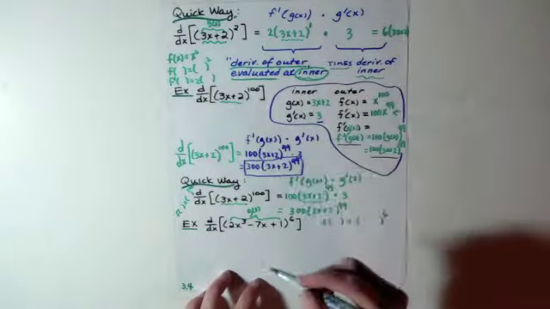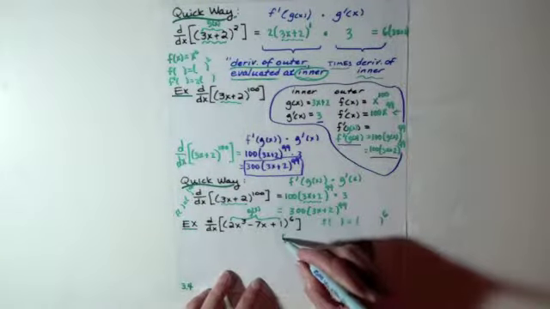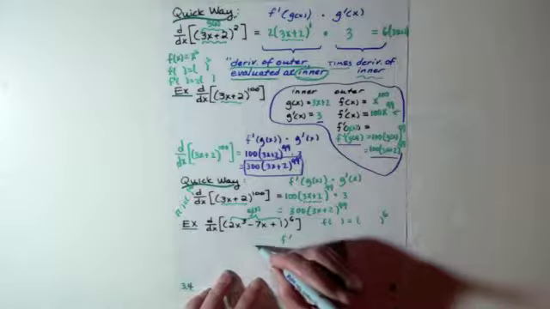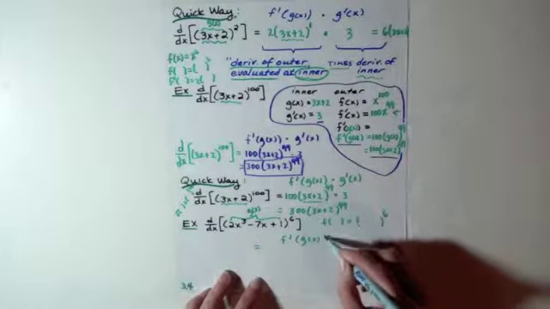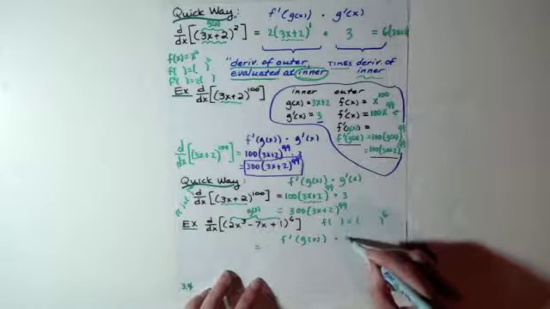Doing this the quick way, we will go ahead and say, well, I'm finding f prime, I'm going to put the derivative equals f prime of g of x times g prime of x.